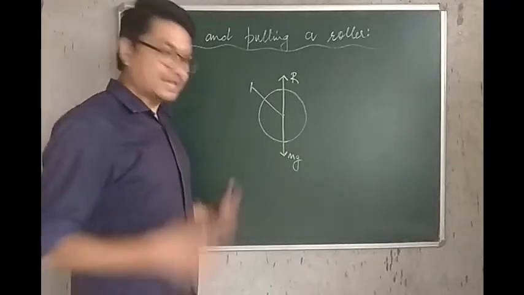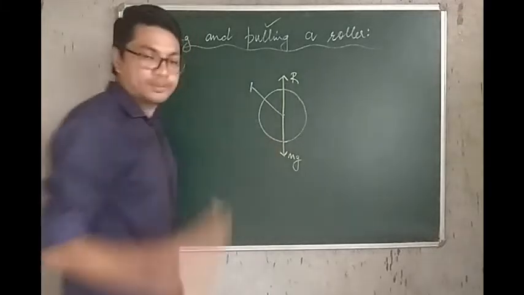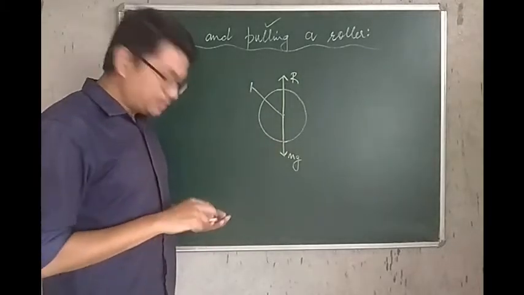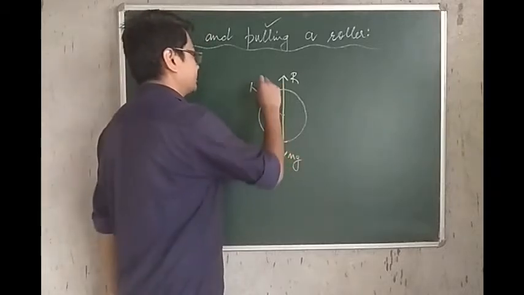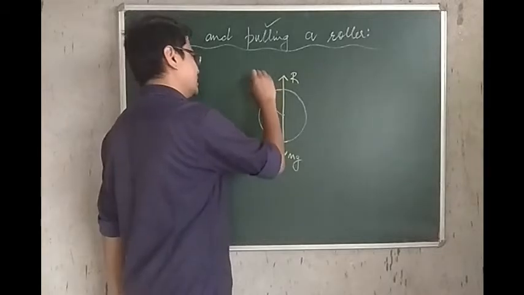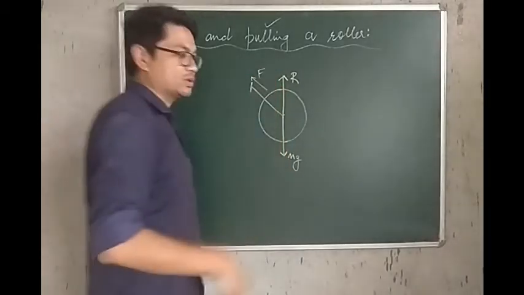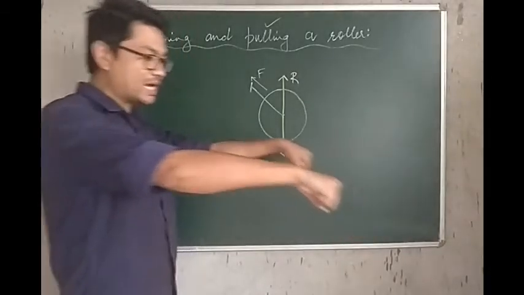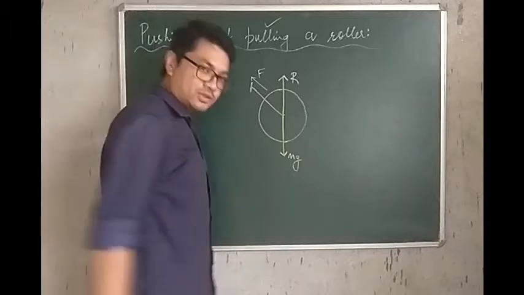Now let us deal with pulling the roller first. In order to pull the roller, you apply a force in this direction. So this is the handle and you try to pull the roller. You apply a force in this direction.